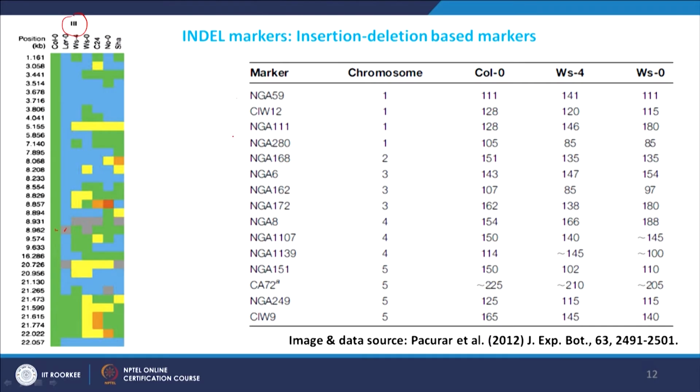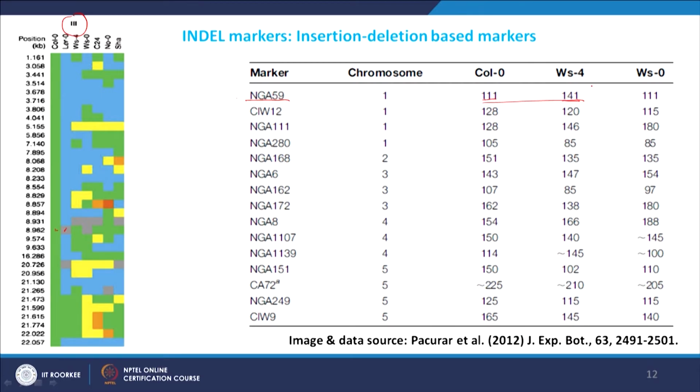These are some names of these markers. For example, because of some insertions, some deletions, there is a difference. So this is NG59, the name of one marker. In this case, you have identified a region where there is a difference. If you compare this and this, in base pairs this is 110, this is 141, so the difference is 30 nucleotides, which means that in Columbia either there is a deletion of 30 nucleotides in this particular region, or in WS4 there is an insertion of 30 nucleotides.